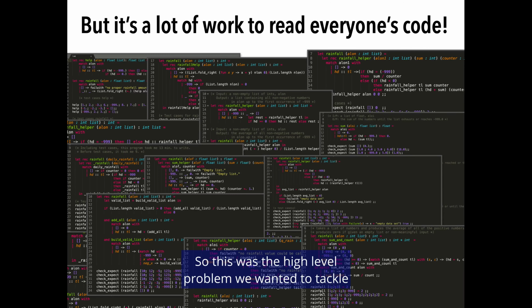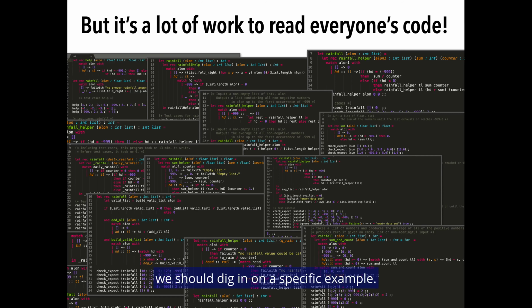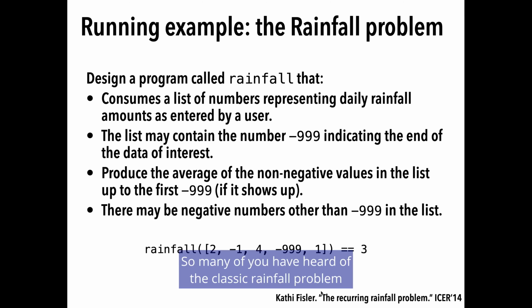So this was the high-level problem we wanted to tackle. But to really understand the issue, we should dig in on a specific example. So many of you have heard of the classic rainfall problem, a list processing program that's been studied within CS education dating back to the 80s. We're going to focus on a variant of the problem used for functional programming, as introduced by Kathy Fisler in her 2014 ICER paper, The Recurring Rainfall Problem.